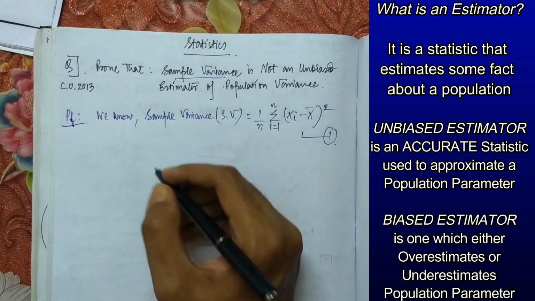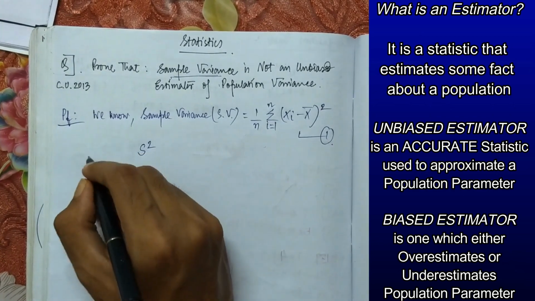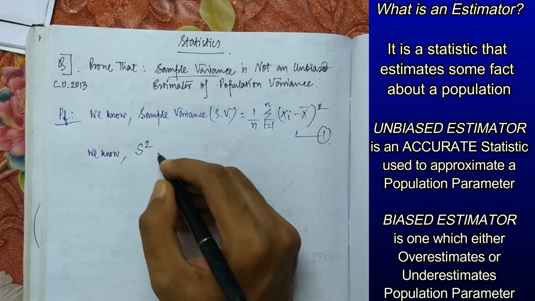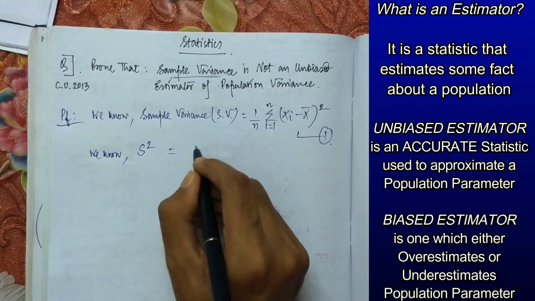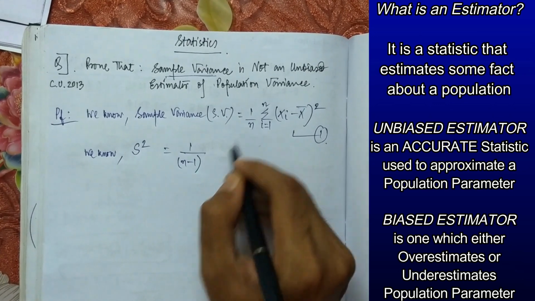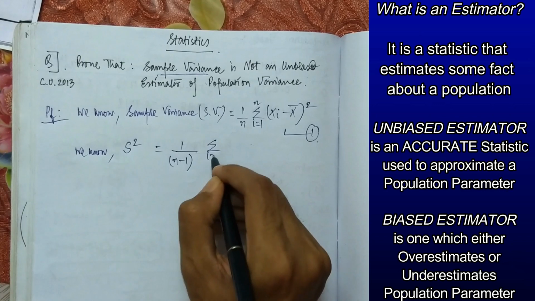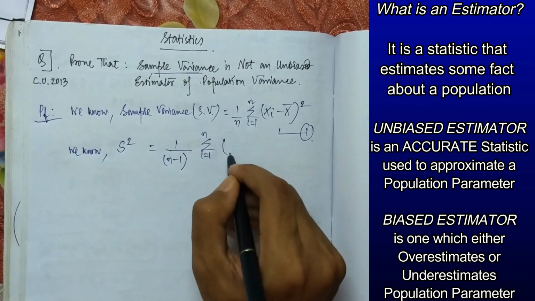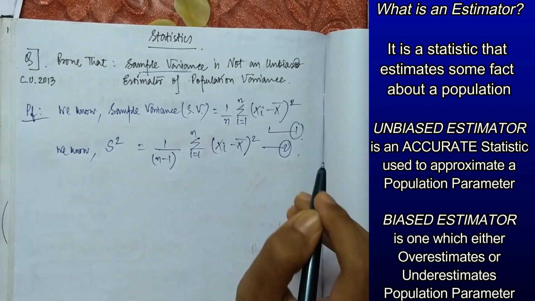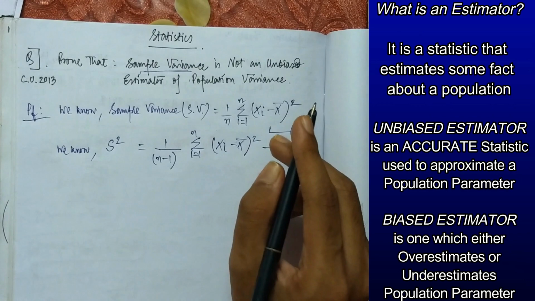We also have another estimate which is named as S squared. This is something we have to remember. However, it's not that tough to remember. S squared is given by 1 by n minus 1. Here in this case we had n, and in S squared we have 1 by n minus 1, and the rest is as it is we have written. Summation i 1 to n xi minus x bar whole square. This is our equation number 2. So these are the two formulas which we have to initially remember.